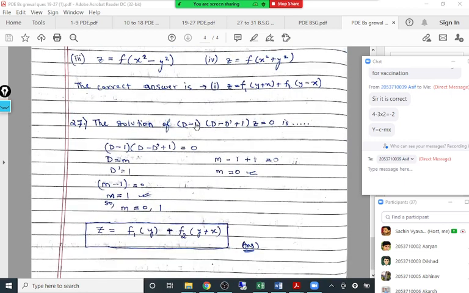27th, solution for this differential equation. Now this is not homogeneous. So d is equal to m and d dash is equal to 1. Is it correct? Yes, anyone? 27th answer, is it correct? Is there a mistake? Yes, quick, tell me. Is the 27th the correct answer written?